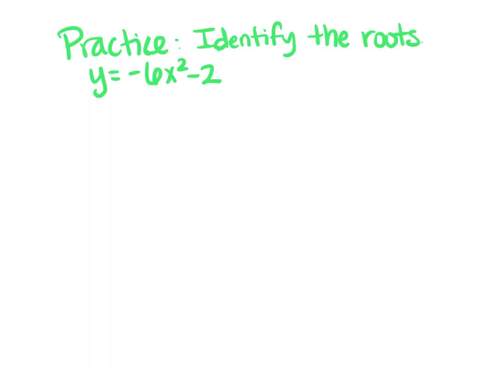For our next practice problem, you're going to identify the roots of y equals -6x squared minus 2. So if you notice, it's not quite in standard form. We have a power of 2, and then we have a constant. So let's fix that. We're going to change that and make it -6x squared. We're going to fill in that missing x with a 0, and then minus 2. This will help you identify A, B, and C, which you can go ahead and do now.